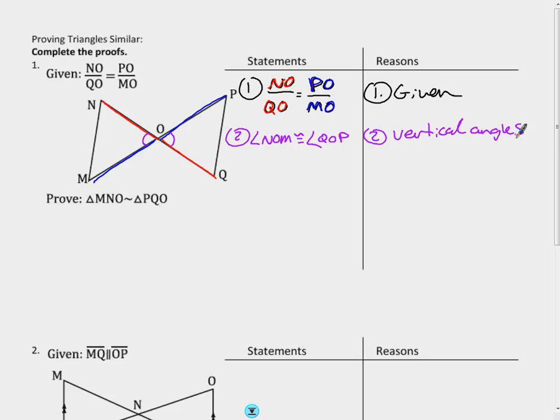I can finish with my proving statement in step 3. Triangle MNO is similar to triangle PQO, and what would the reason be? Side angle side.